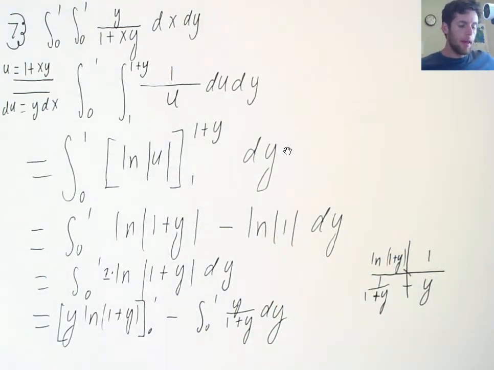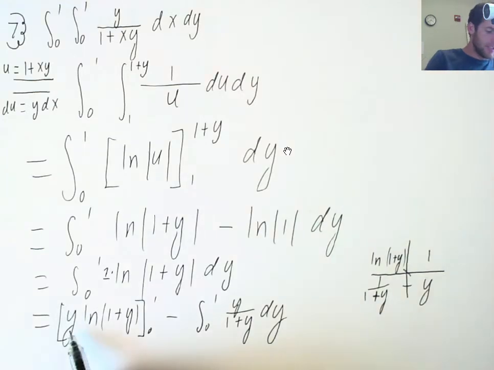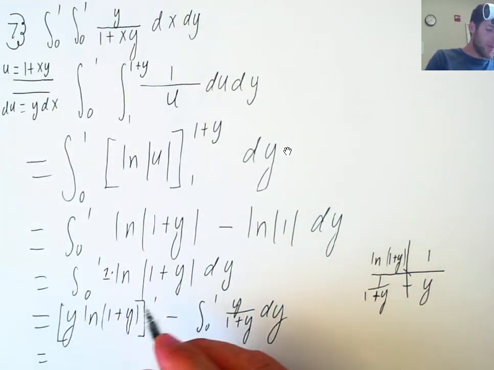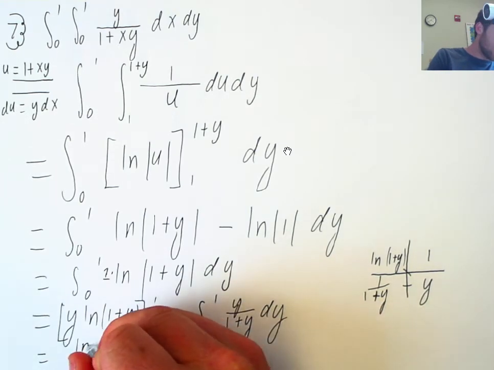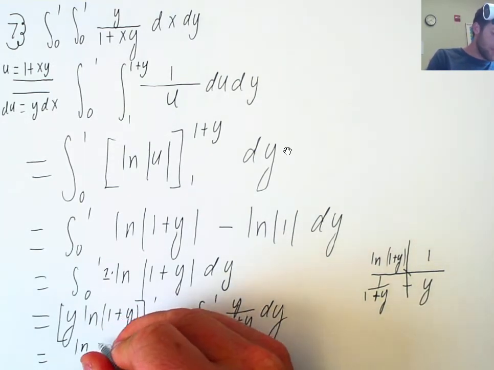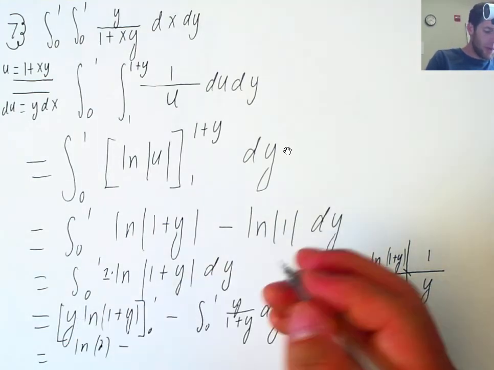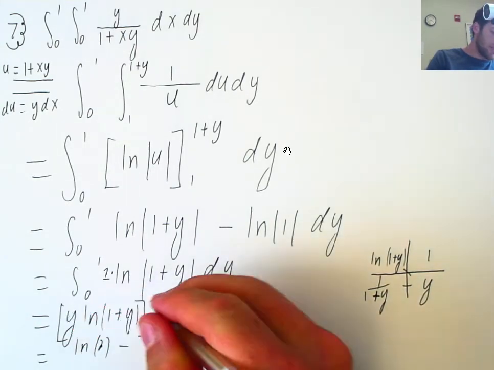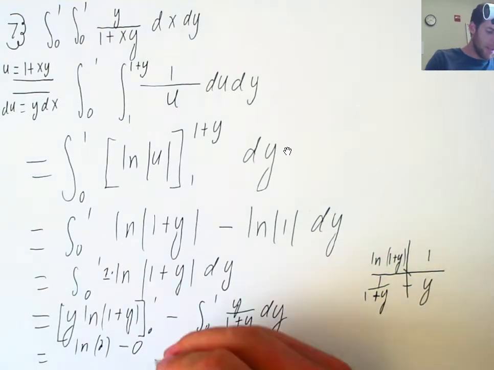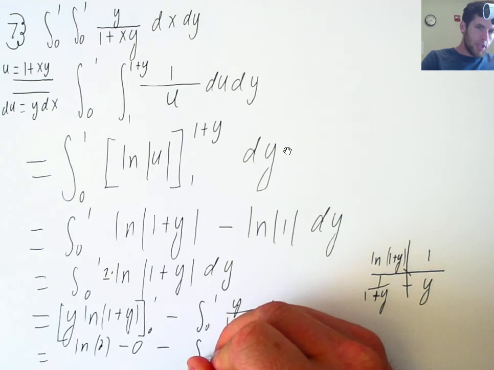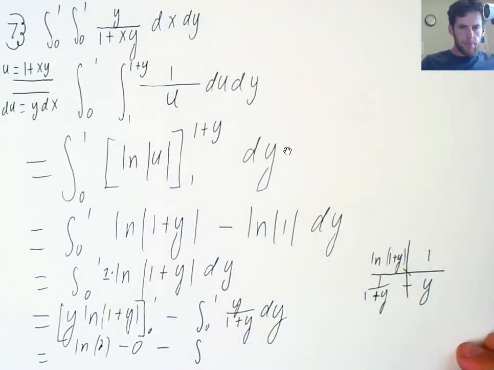Okay. Now, this is not going to be too tricky to evaluate. Well, replacing y with 1, we have a natural log of 2. And subtract what happens when you replace y with 0. You get 0 times natural log of 1, or 0. Here, things are going to be a little bit trickier. That is an improper integral.